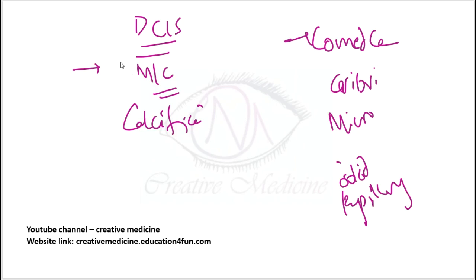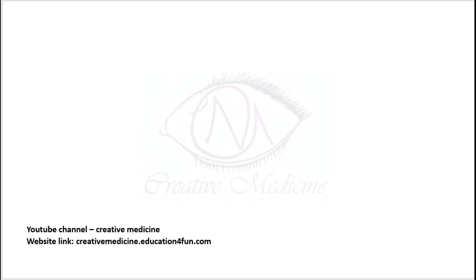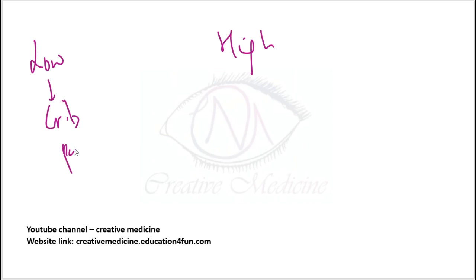Next, it is also of two types: low grade type and also high grade type. Low grade types are mainly cribriform type, papillary type, and micropapillary type, whereas high grade types are solid and comedocarcinomas.